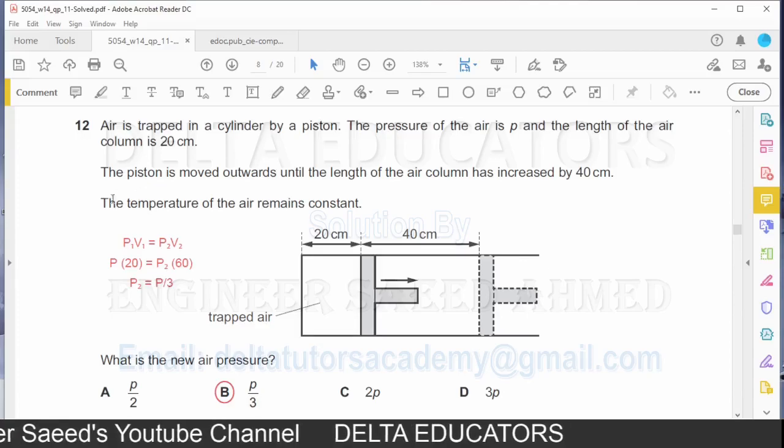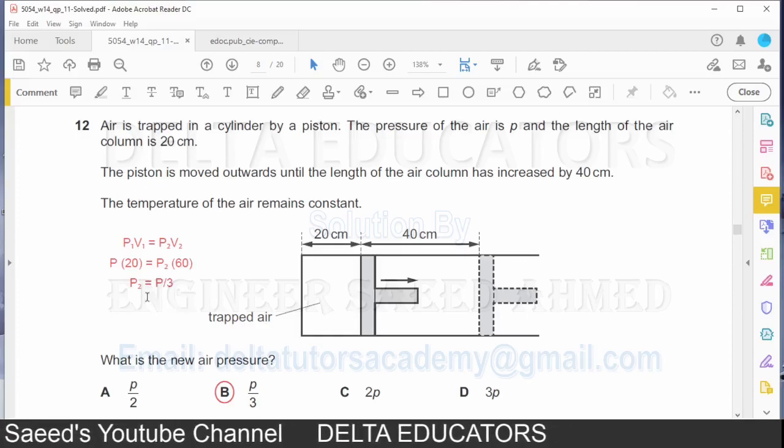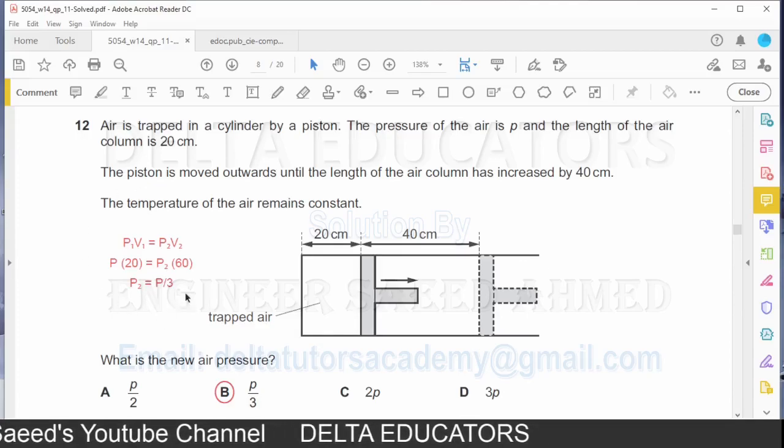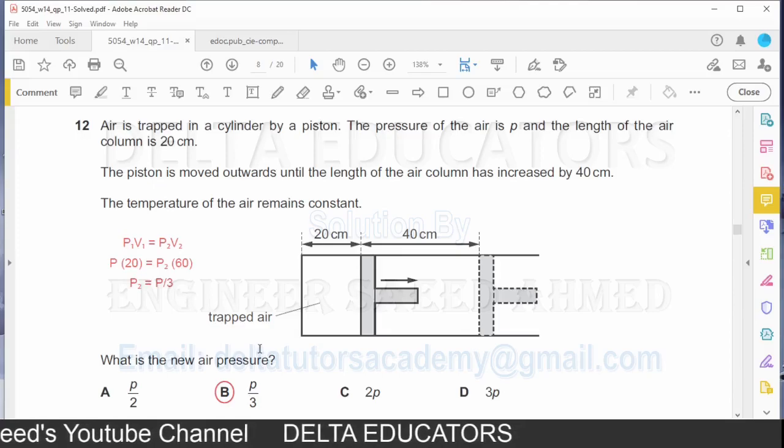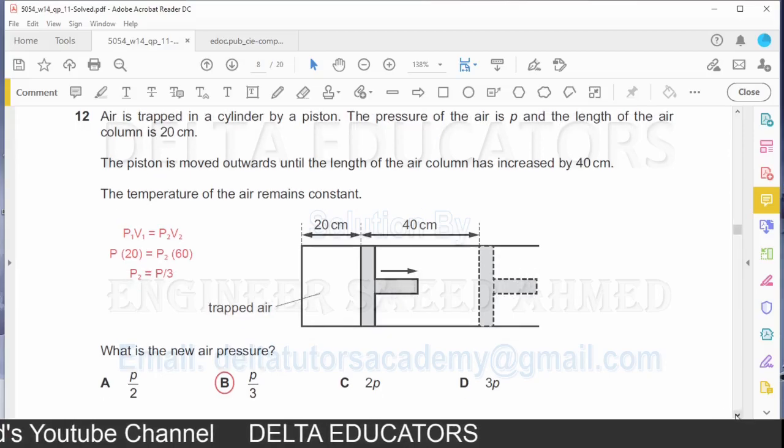Now by solving this equation, we got P2 is equal to P over 3. So the new pressure P2 is equal to P over 3 and it is given in option B. So our correct option is option B.